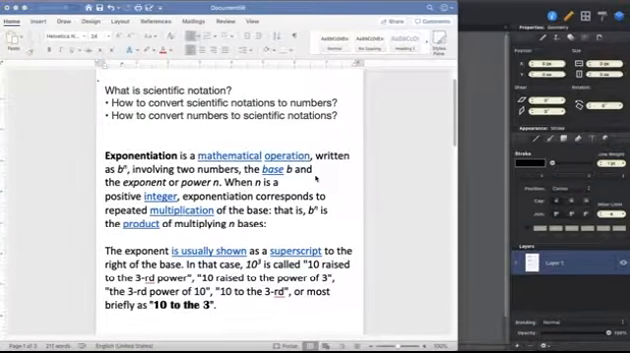What is scientific notation? How to convert scientific notations to numbers? How to convert numbers to scientific notations? Scientific notation is a simple way to write and keep track of large and small numbers without tons of zeros.